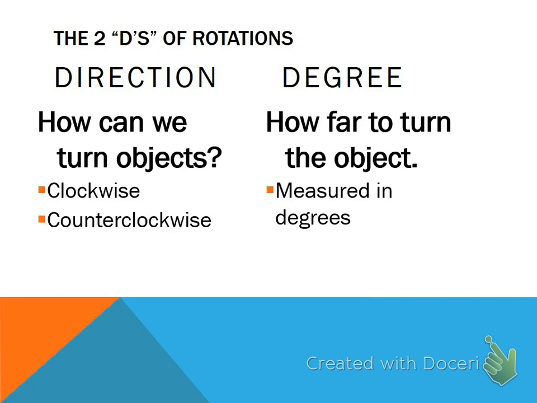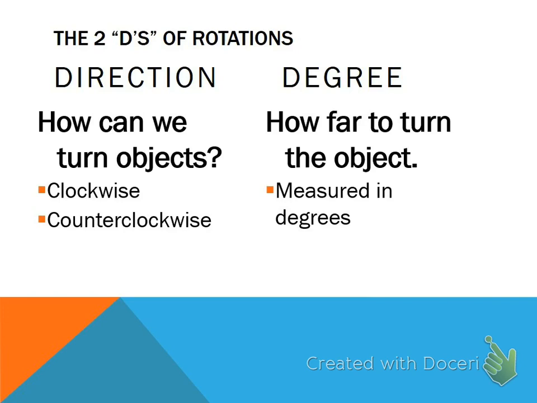You can technically turn objects at any degree. You could turn it 1 degree. It's not going to be a whole lot different. You could turn it 100 degrees. But we've got a couple set ones, 90, 180, 270, that we'll talk about that happen frequently. At least they're easier to talk about.